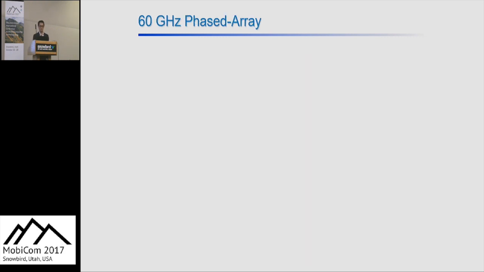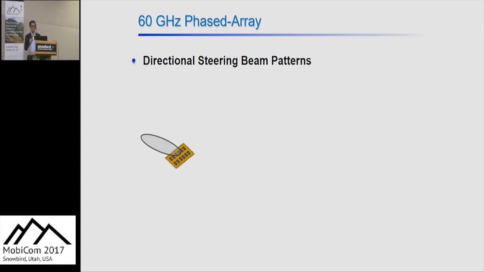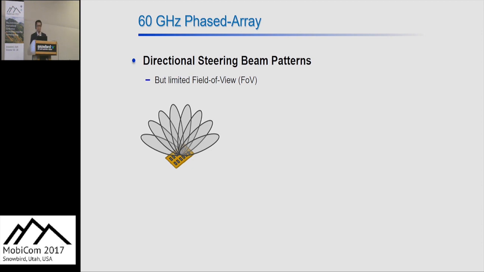Since the 60 GHz network operates at such a high frequency, to compensate for the signal attenuation, it adopts the phased array for directional transmission. The phased array comprises many small antenna elements, and they form directional beams, which are electrically steerable. Even though there are multiple beams, their joint coverage is still limited, which is known as the field of view, or FOV. This problem is caused by two aspects.